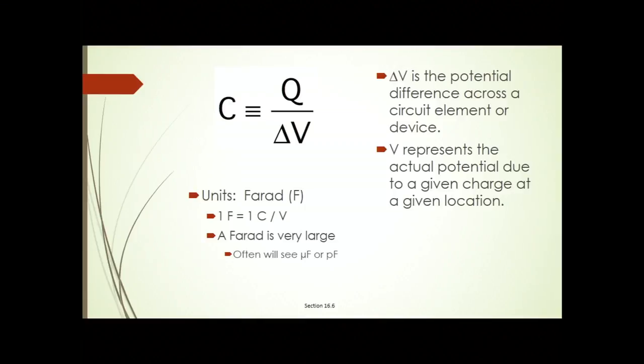The potential is the difference across the circuit, and it's given due to the actual charge of the circuit. So let's look at our device a little bit. I'm going to the document camera.